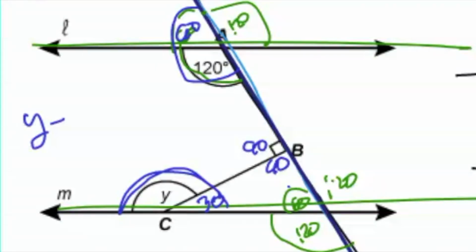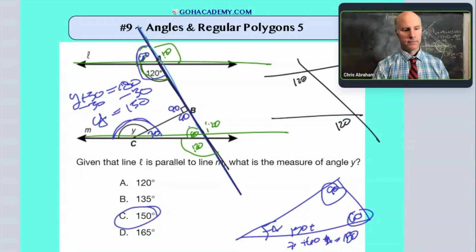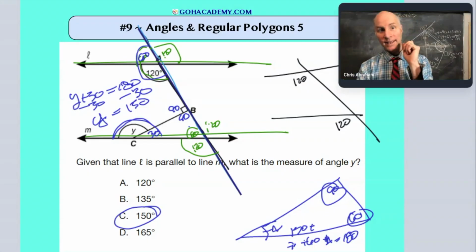Y plus 30 equals 180 minus the 30. Y has got to be equal to 150. Who got it?